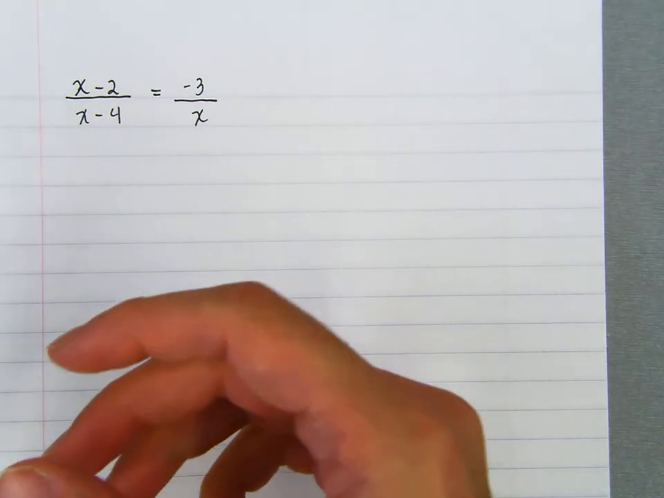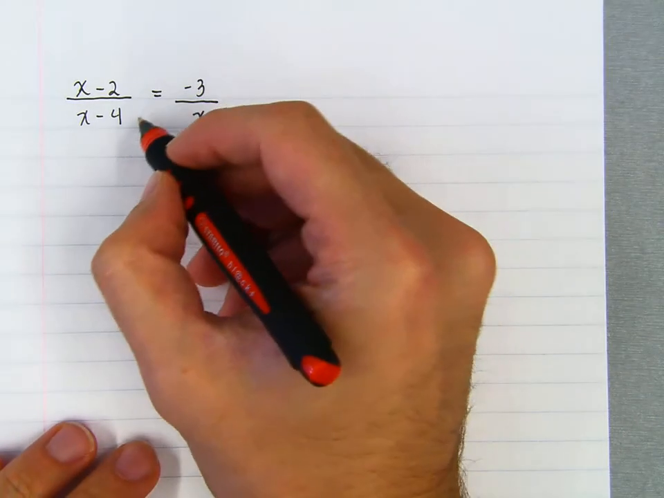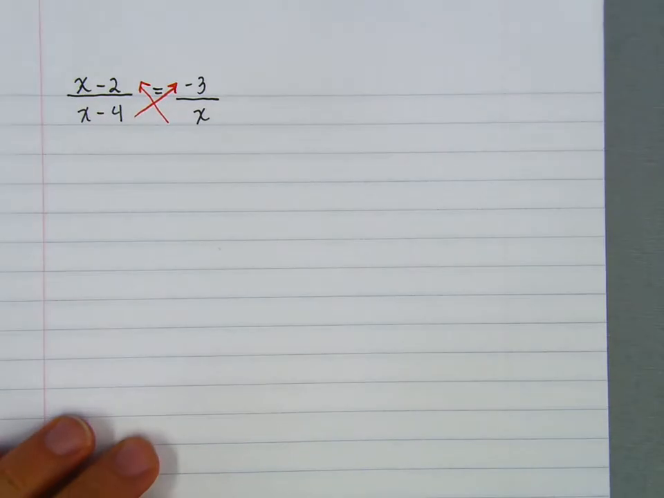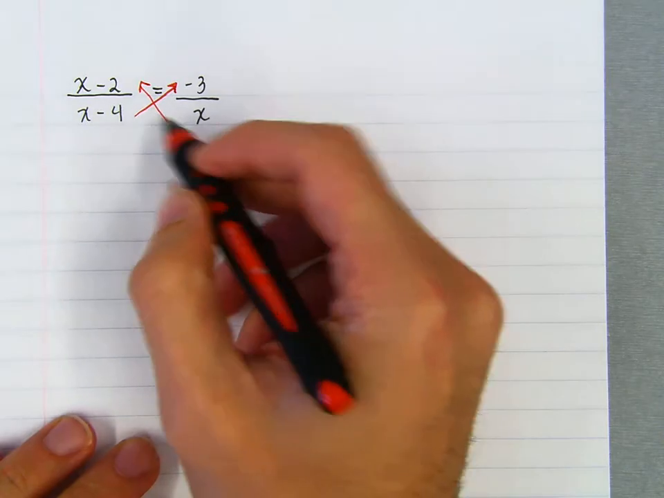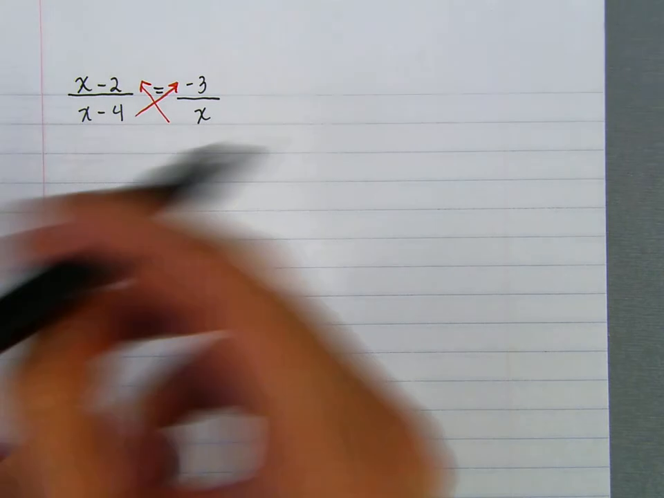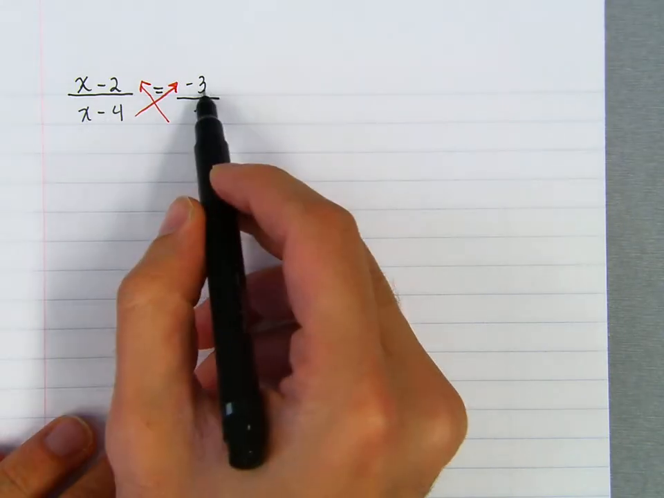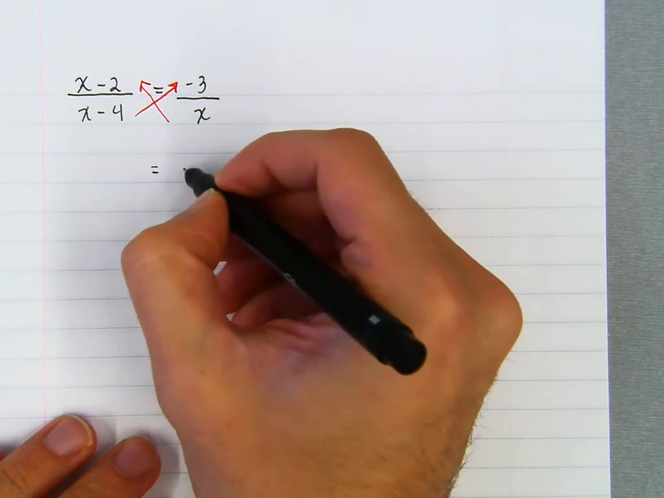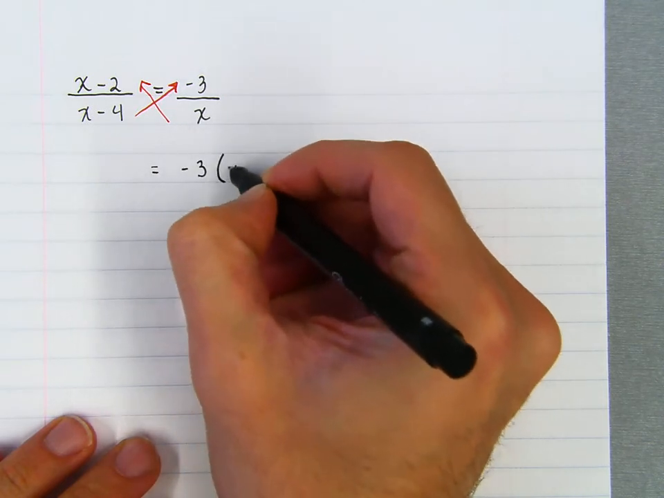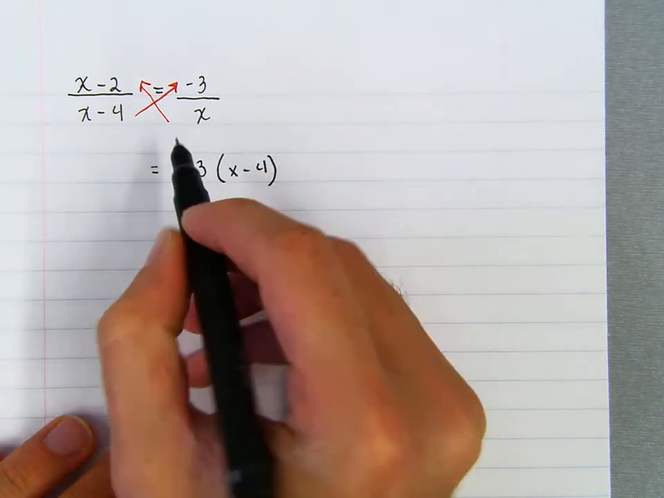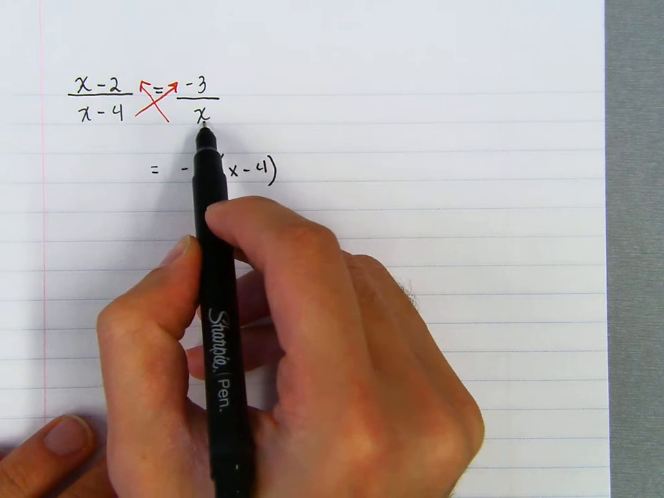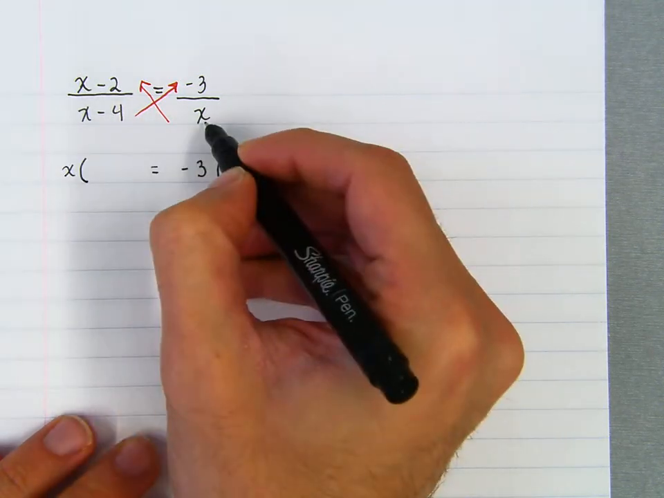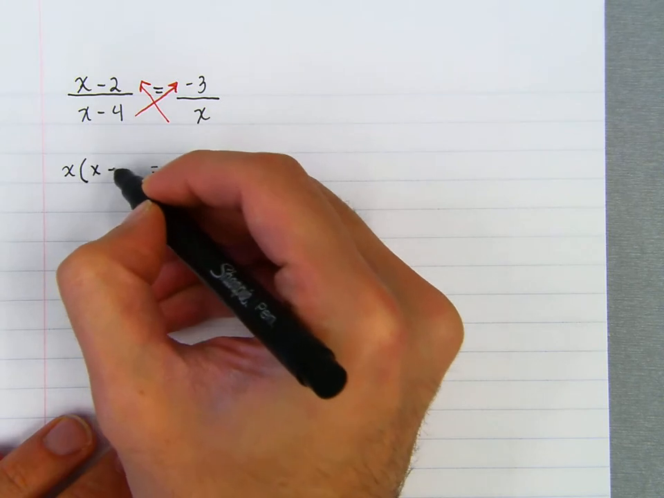So how does this work? What we do is we go with this butterfly effect. Shout outs to Wilder for saying that. So what happens is this x minus 4 is going to go with the negative 3. It goes over here, so it's going to be negative 3 times x minus 4. And then on the left side of the equation, the x is going to go with the x minus 2, so it's x times x minus 2.